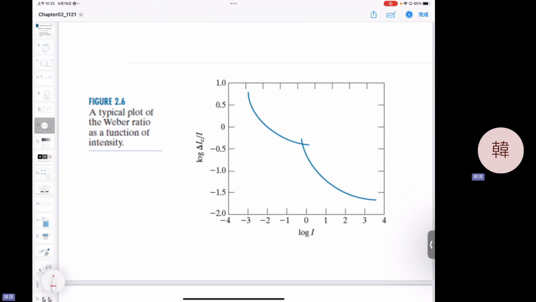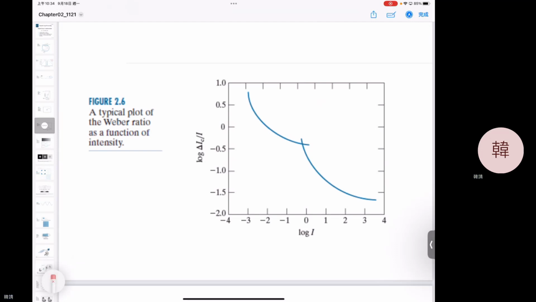The result looks like this one. Actually, I have seen some different results for higher brightness, like the U shape there. This is for photopic vision, and this is for scotopic vision. You can read the book, they will tell you. This just tells you it's not linear. It's a typical plot of the Weber ratio, delta I divided by I. We are going to look at the Weber ratio here, and it's a function of the intensity level.